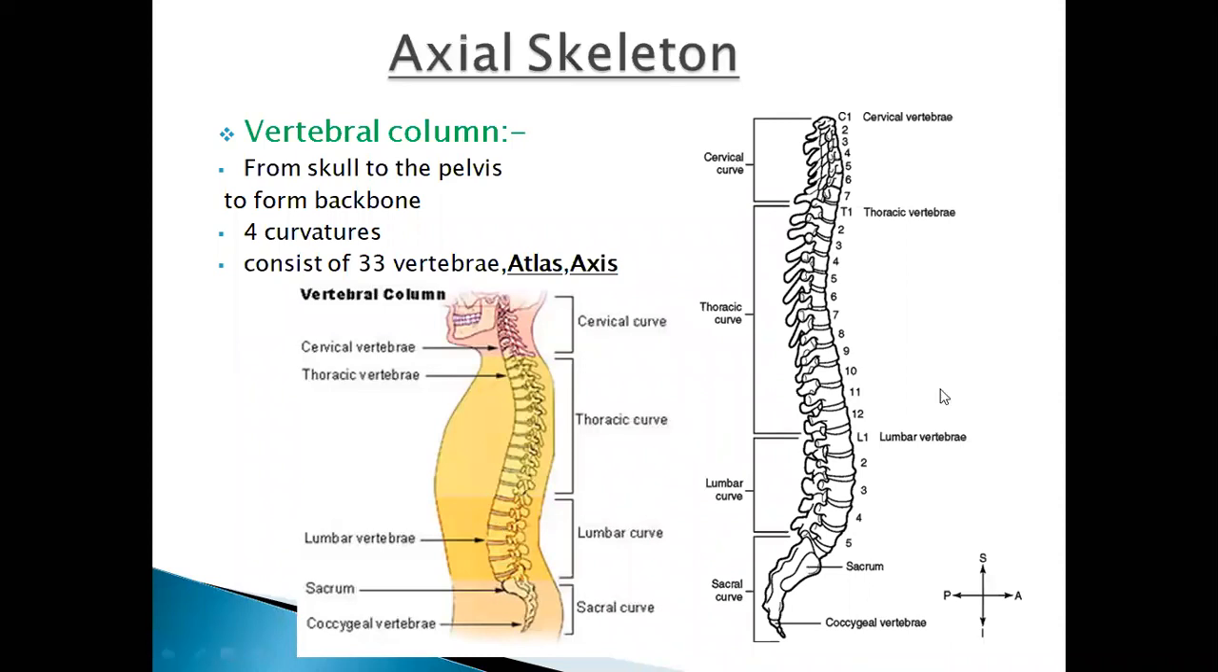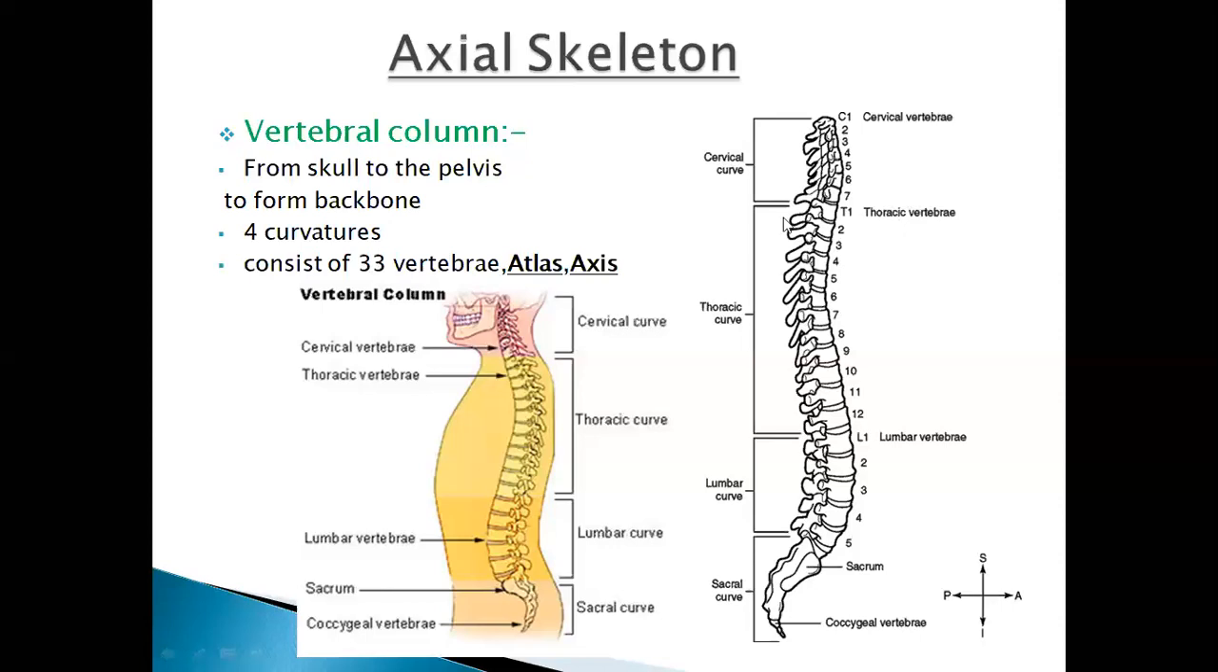Okay, the first one is the cervical vertebra. You can count how many vertebrae are present here. Here are 1 to 7 vertebrae. So you can say that the cervical curve consists of 7 vertebrae. The first one, I told you, is the atlas, and the second one is the axis.